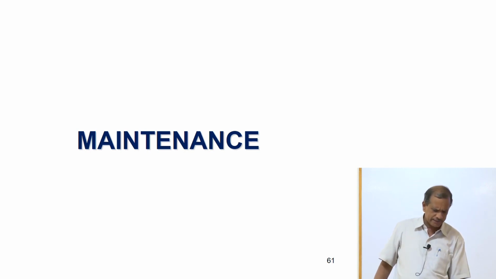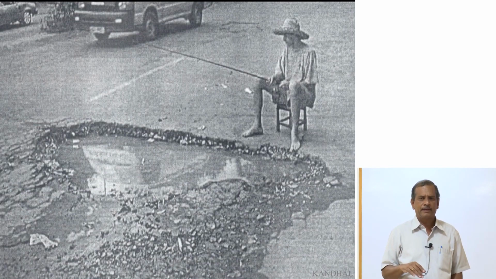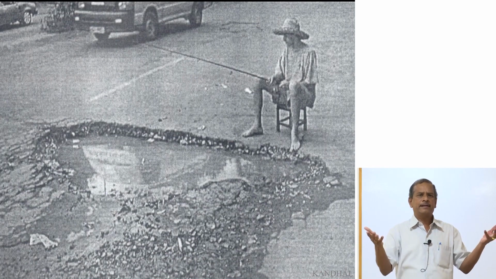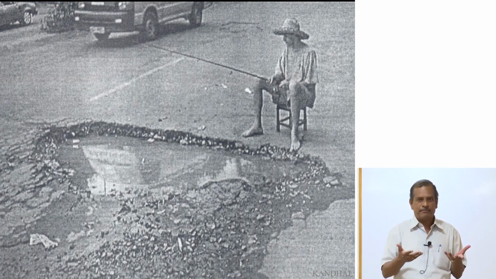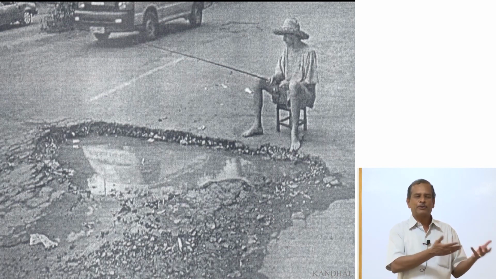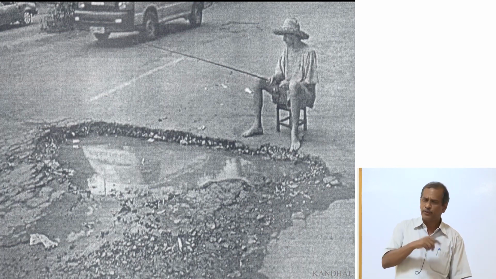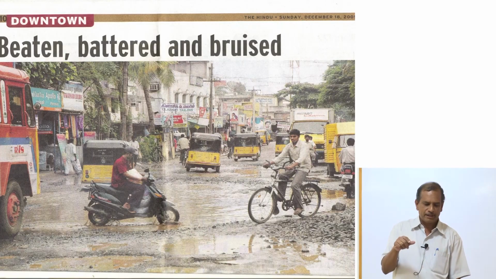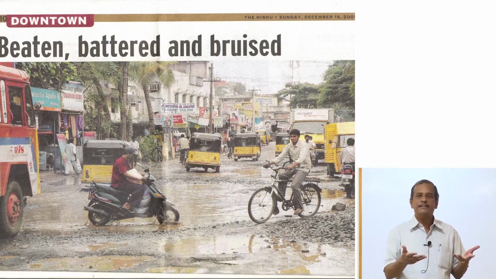When the road is constructed, any road that you construct for that matter will deteriorate. The more roads you construct, when you do not maintain them, the road will develop potholes. But I cannot compare the potholes in other countries with India because here there are big craters. When these potholes form, one issue is maintenance, the other is the issue of safety. Beaten, battered, bruised. So why do the roads deteriorate like this?